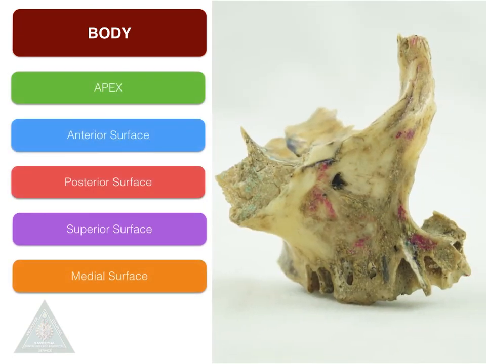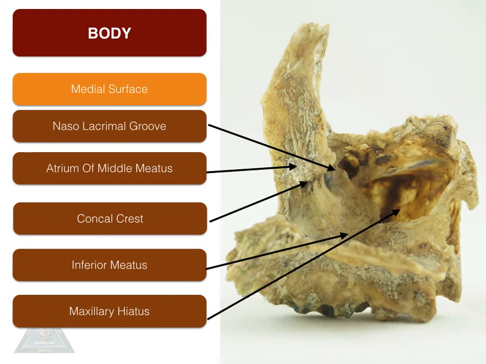Moving on to the medial surface or the nasal surface, these are the following features we can find in the medial surface. We can see the nasolacrimal groove, which has the nasolacrimal duct. We have the atrium of the middle meatus. Below this, we have the conchal crest. The conchal crest articulates with the inferior concha, and the inferior meatus can be seen.